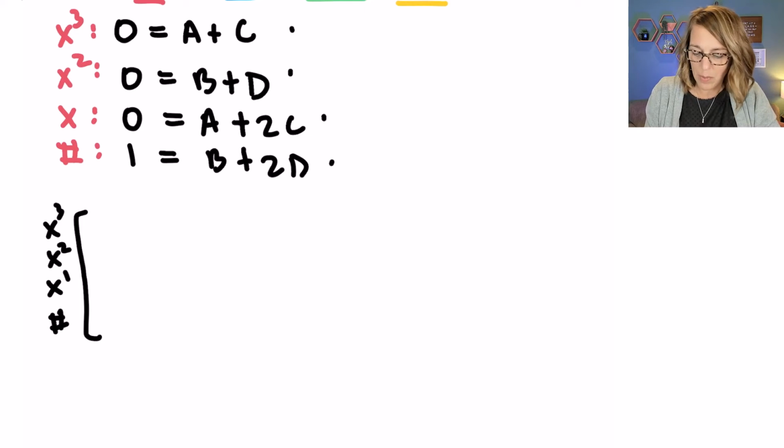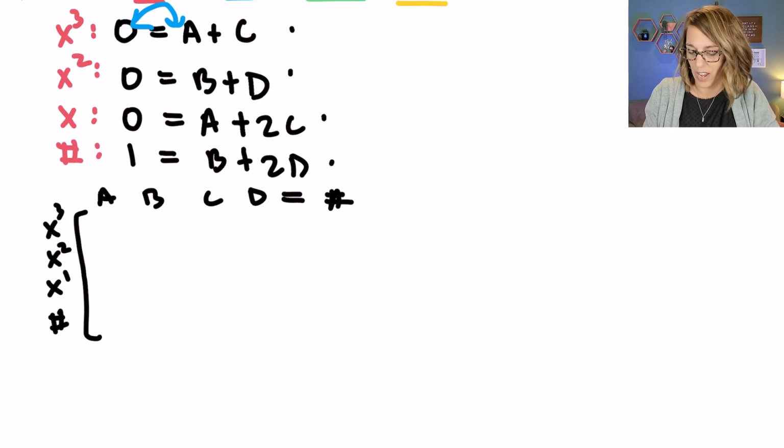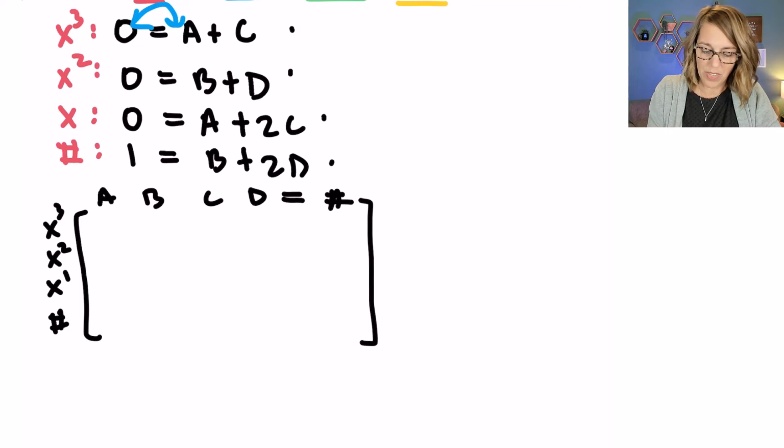And then across the top, I'm going to put my coefficients. I've got A, B, C, D, and I'm actually going to swap these around, and I'm going to put my equal sign, and then I want the constants on the other side. Okay, so here's what that looks like.